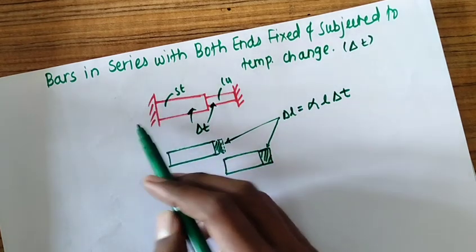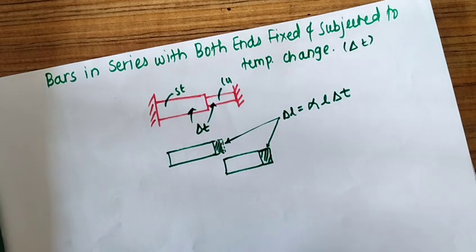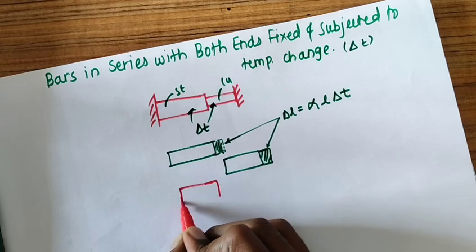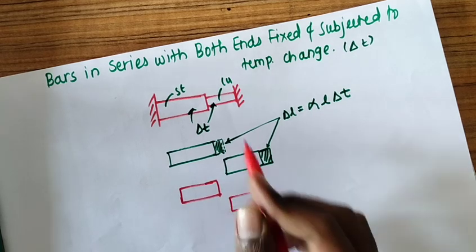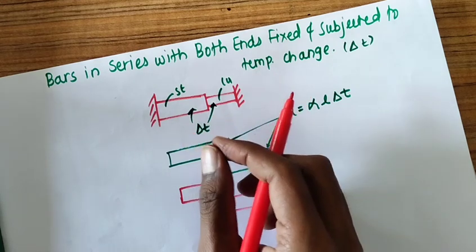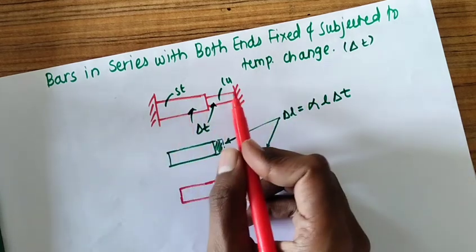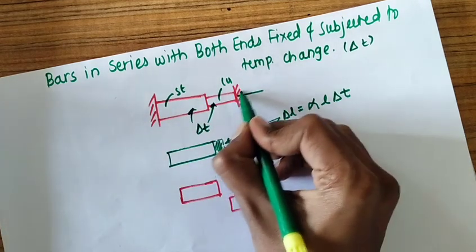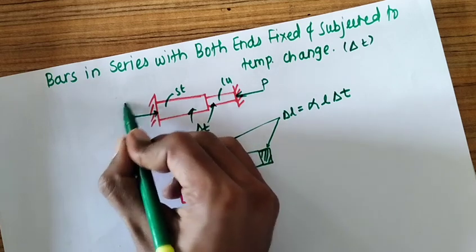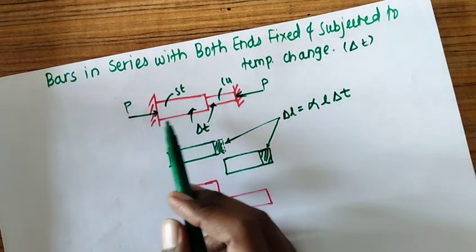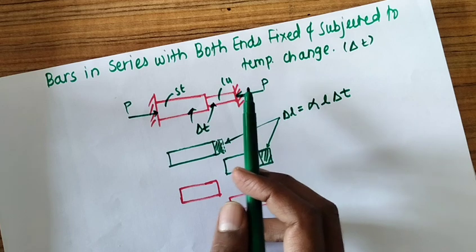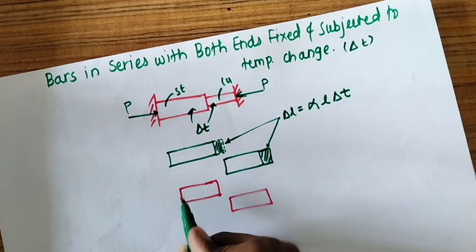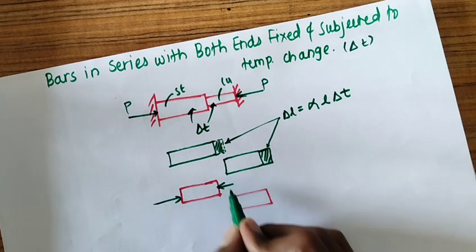But as these are fixed at both ends, if I draw the FBD separately, these bars are also subjected to some compressive forces. Why compressive? Because they are subjected to expansion, they are heated. So there will be some restriction due to these supports, and the supports will exert some compressive force P from both sides. As the bars are in series, if force P is acting on the entire system, then the same force P will be acting on each bar.